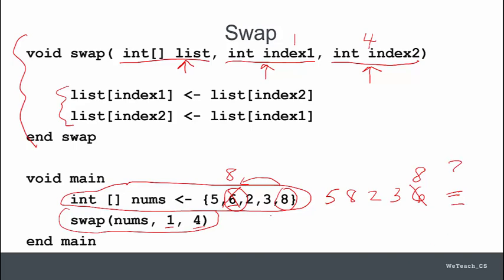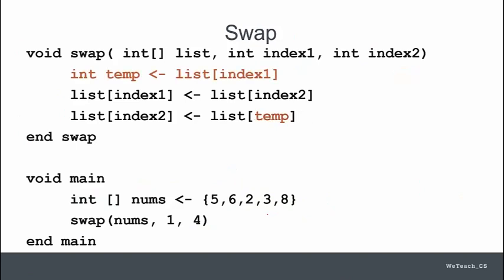To fix this problem, a temporary variable is needed, as you can see now. The value in position 1 is temporarily saved into this variable. Then the swap can take place, with position 1 getting the value 8, position 4 getting the value 6 from temp. Make sense? Now, there is one more thing to consider.